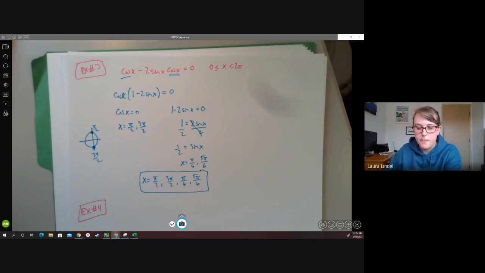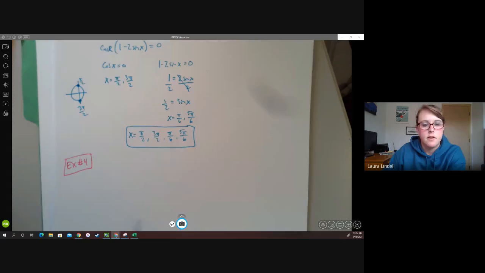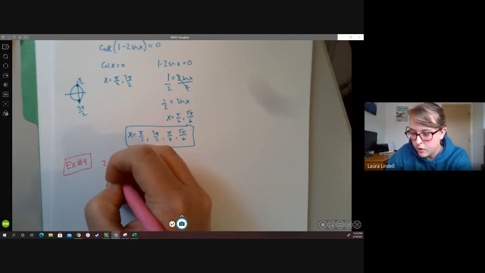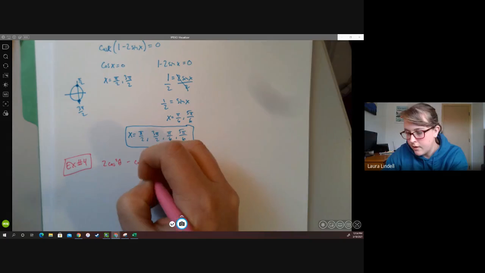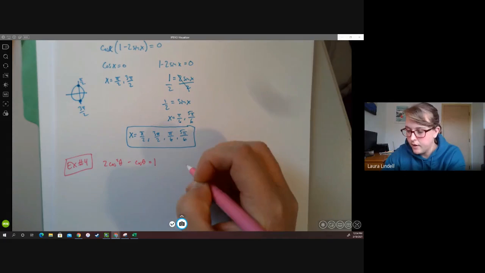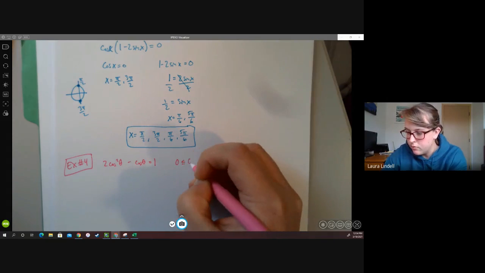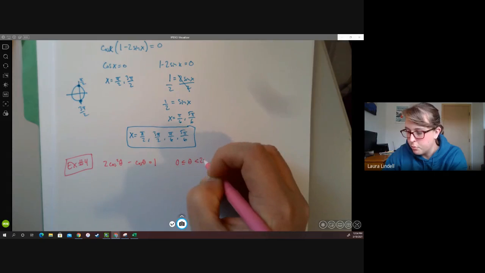Example 4. We have 2 cosine squared x minus cosine x equals 1. And we're going to go from 0 to 2 pi.